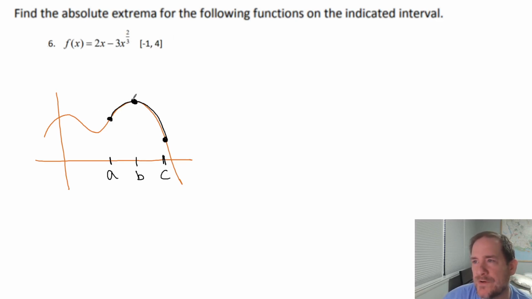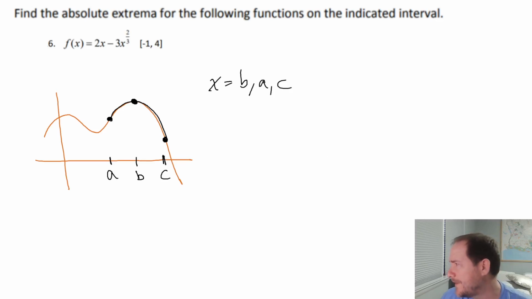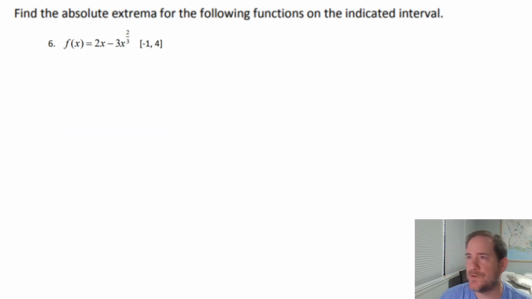So whatever critical values we find by setting the derivative equal to 0, like B, for example, we have to include our two endpoints as well, like A and C, and then we have to test all three, because it's entirely possible that our absolute min or absolute max could end up right at the end of an interval. All right, so with all that said, let's do it.